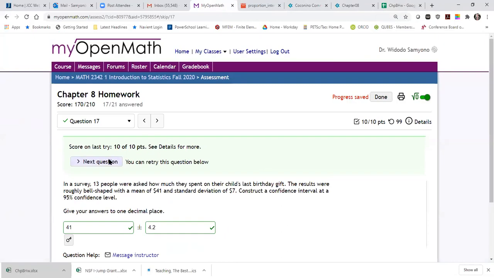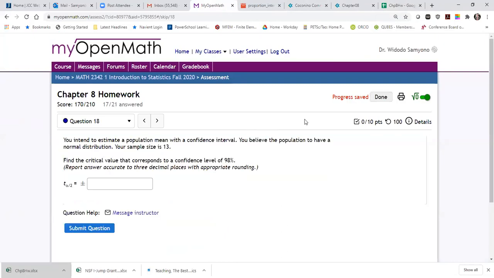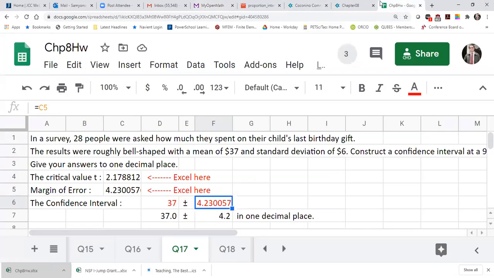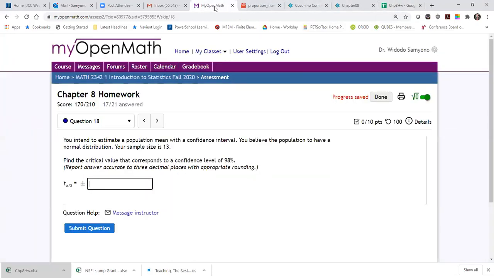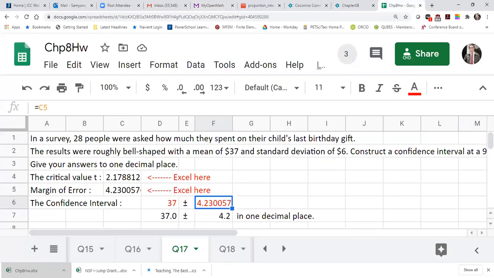Okay, so if you have time here, this one is just simply looking for the critical value. The sample size is 13, so the degree of freedom will be 12. What number is that? 18, okay. 18.